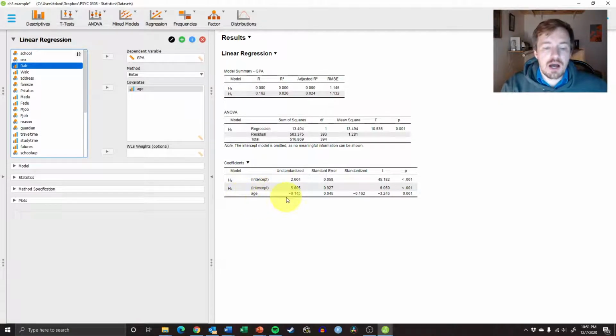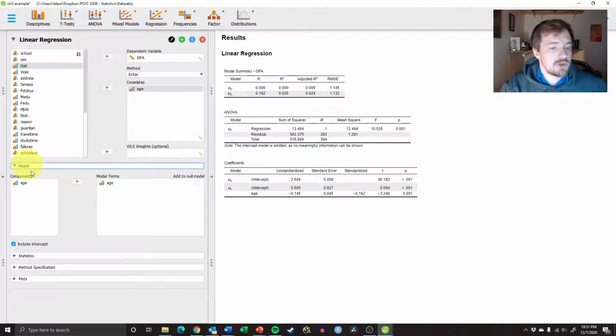Okay, so basically, if somebody was 10 years old, which wouldn't be possible, but let's say somebody's 20 years old, you would just multiply this value by 20 and then add that to our unstandardized coefficient. Yeah, so that is basically the coefficient side of things. If you wanted to, you can play around with the model. So if you added in multiple coefficients, you can change those terms here.